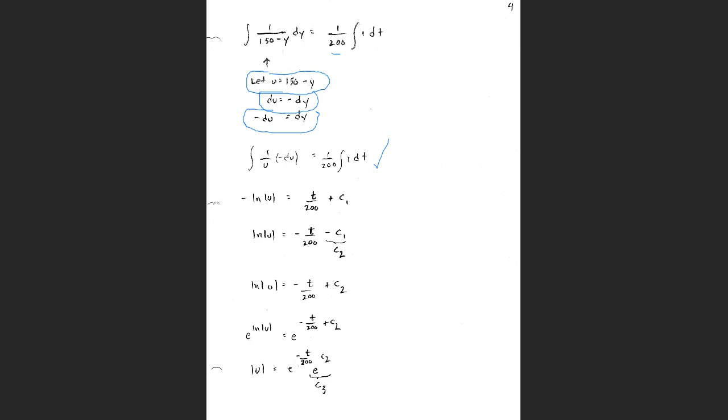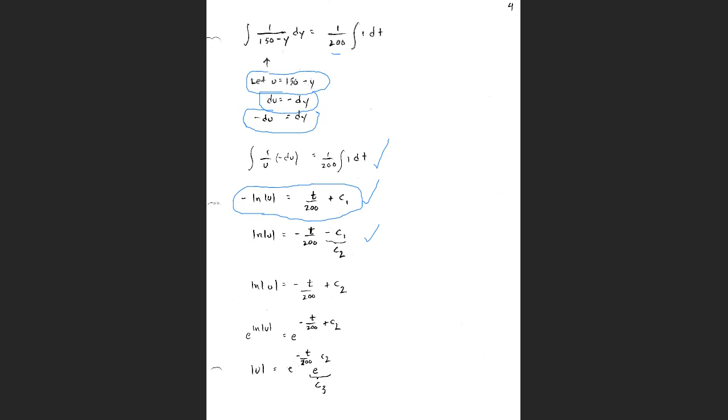All right, so we integrate the left side. The antiderivative of 1 over u is the log of the absolute value of u. We integrate the right-hand side. So we get the log of the absolute value of u equals, well, at this stage we get negative log of absolute value of u equals t over 200 plus c1. You notice the first constant.